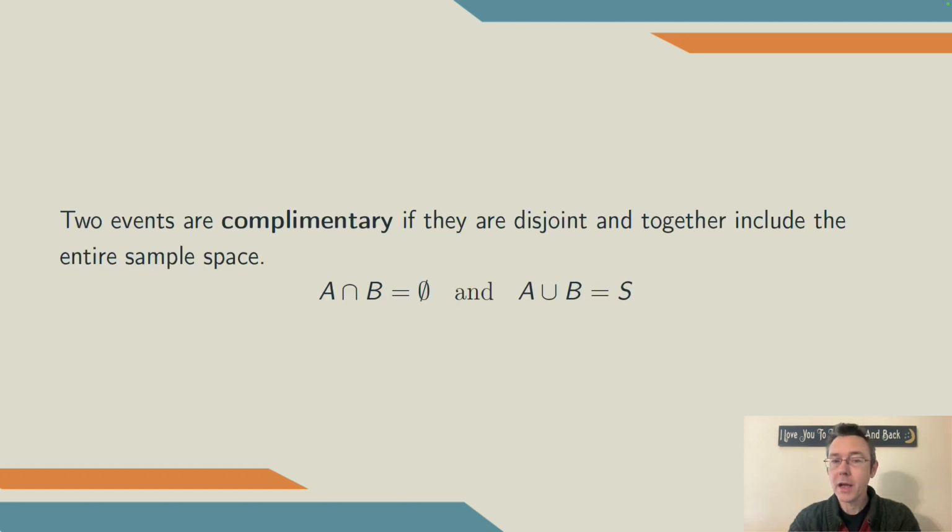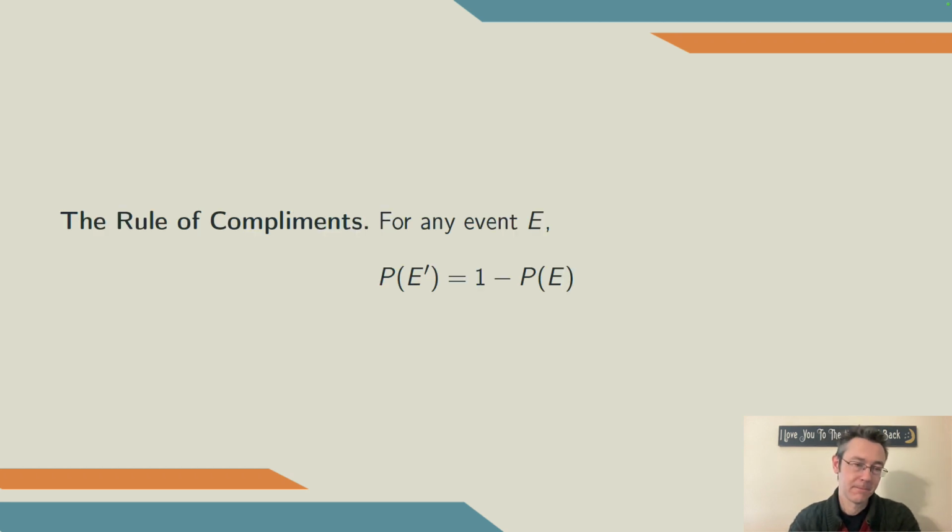Two events are said to be complementary if they're disjoint and together make up the entire sample space. So you need both those things. A intersect B has to be the empty set. That just says there are no outcomes that are in both A and B. And A union B has to be the sample space. And that just says that every outcome in the sample space is in either A or B or both.